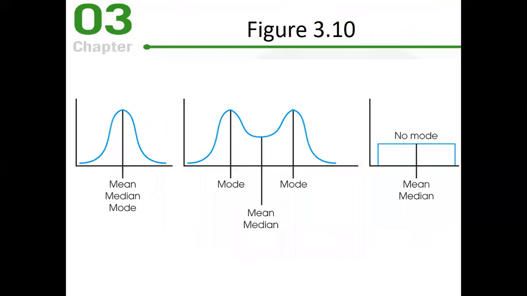Okay, just some visuals walking through different kinds of distributions. When we have a perfectly normal distribution, by definition, the mean, the median, and the mode are the same. Here we have the bimodal distribution that has 2 modes, okay, with the mean and median falling in the middle. And here's an example of no mode. All responses are equally probable, the mean and the median sitting in the middle.